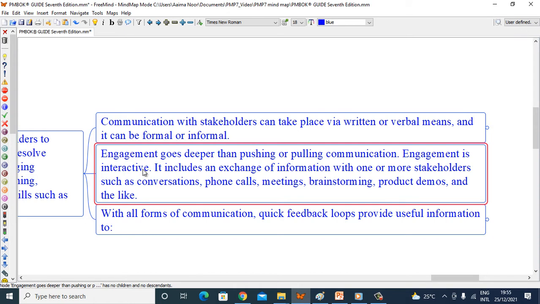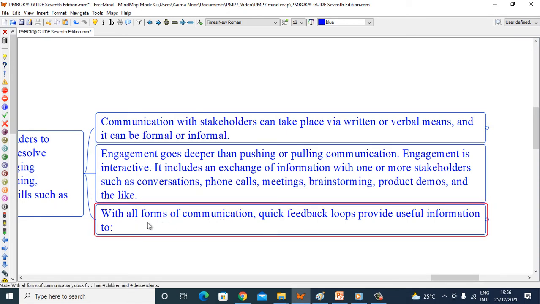Engagement goes deeper than pushing or pulling communication. Engagement is interactive. It includes an exchange of information with one or more stakeholders, such as conversations, phone calls, meetings, brainstorming, product demos, and the like. With all forms of communication, quick feedback loops provide useful information too.